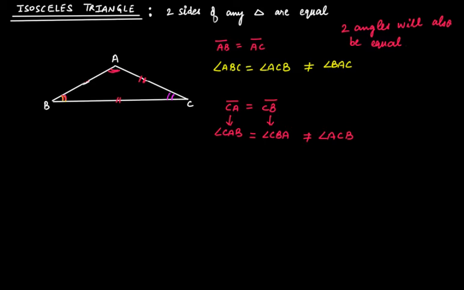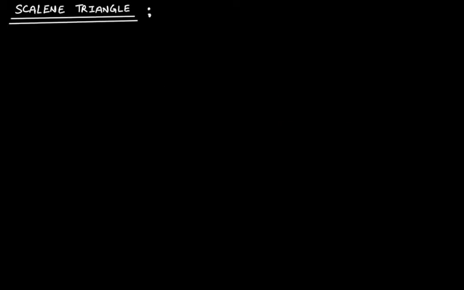So after discussing isosceles triangle, it's time to discuss scalene triangle. And if a triangle is a scalene triangle, then that means that none of the sides of that triangle are equal. That is, they are not of the same length. Okay, they are not of the same length.